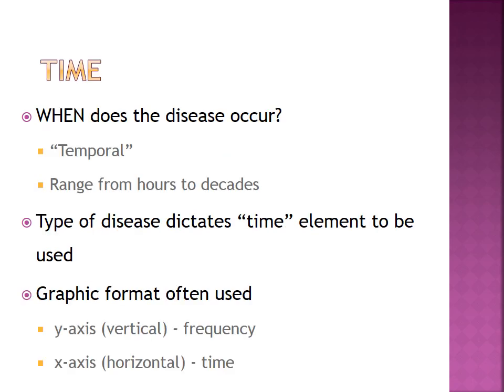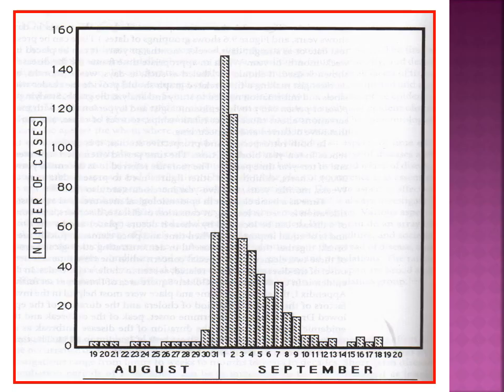Now come to the time distribution of disease. When it occurs, it is the temporal distribution. It ranges from hours to decades. The type of disease dictates the time element to be used, and usually we use the frequency of disease. If we plot graphically, we use the frequency of disease along the y-axis, and along the x-axis, it is the time.